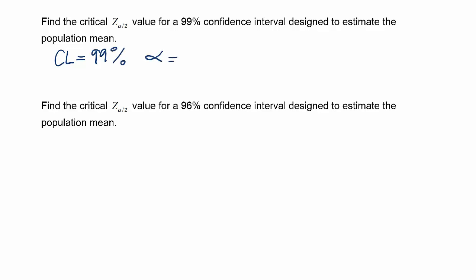Well, alpha and the confidence level have to add up to 100%. So it must be true that alpha is 1%. In other words, all I did was do 100% minus the confidence level, and that will give me alpha. Now, alpha written as a decimal here would be 0.01. Now, if we know that, then we should be able to figure out the notation here.